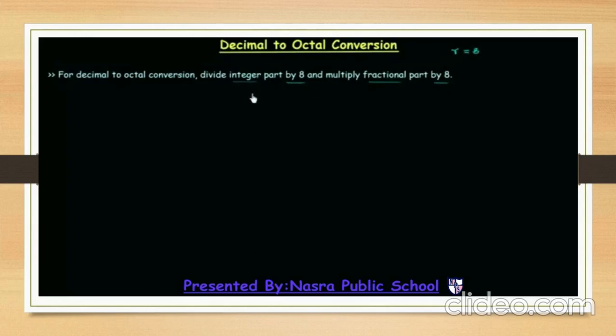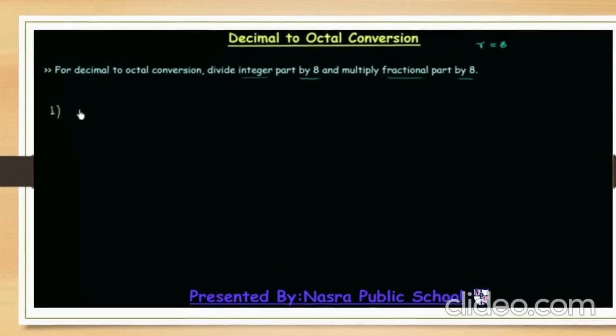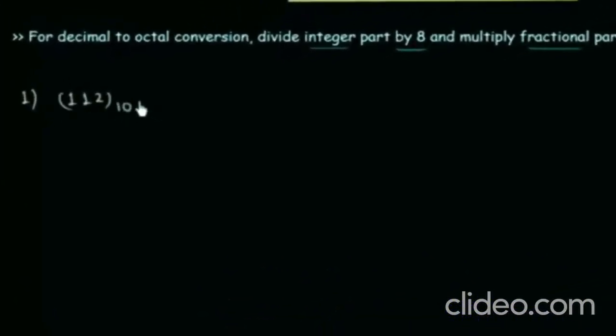I will explain this conversion by the help of 2 examples. In the first example, I will not include the fractional part. We will include fractional part in second example. So let's start with example number 1. The decimal number is 112. This is in decimal, and we want octal equivalent of 112.